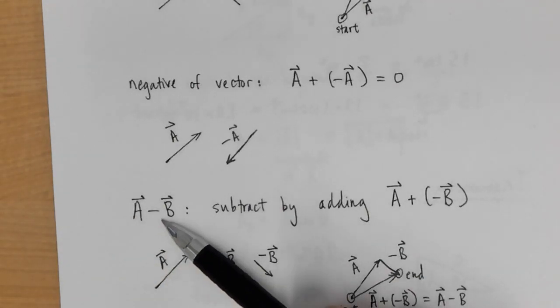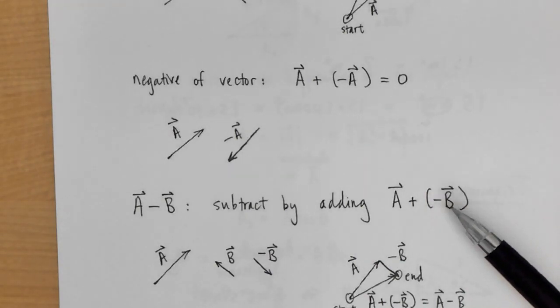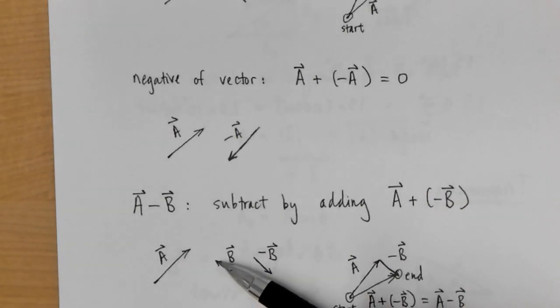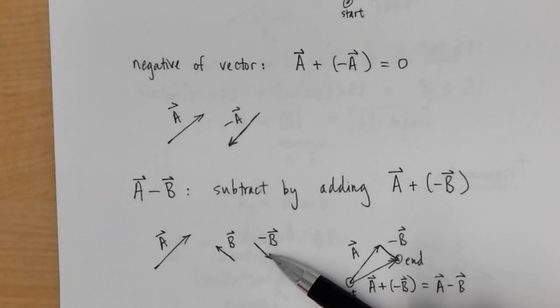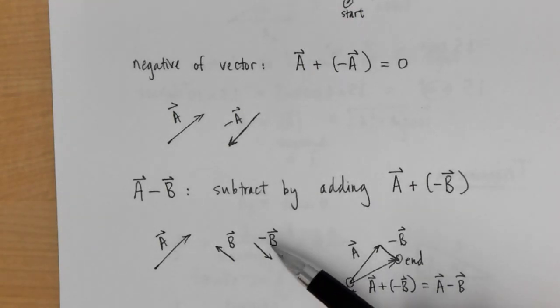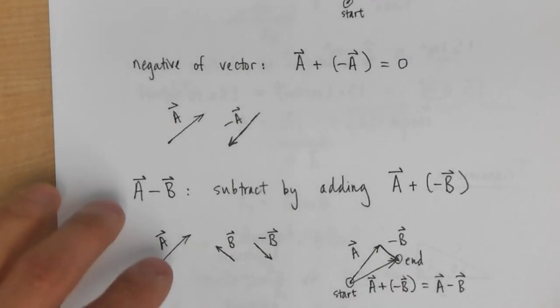Now, A minus B means you are going to do A plus the negative of B. So we have A this way, B like this, and negative B looks like this. So we take A, the first vector, starting from here, and then we tack on negative B, and then go from the very start to the very end, and that gives me the vector A minus B.